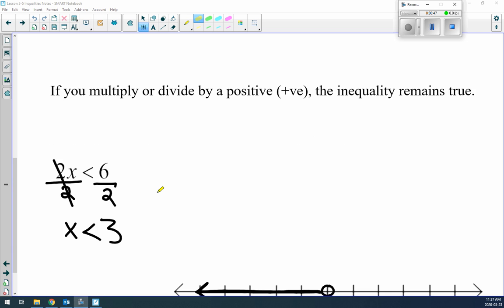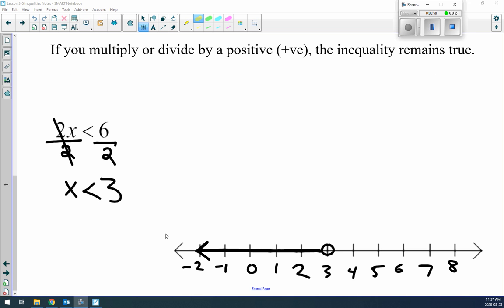Okay, so let's look at an example. So we got 2x is less than 6. So we've got to get x by itself. We divide both sides by 2. We end up with the 2's here reduce. X is less than 3. That's true. Okay, so open circle at 3, because it doesn't include that point, and everything to the left of it. Okay, that's nice and easy. So if you multiply or divide by a positive, the inequality remains true.